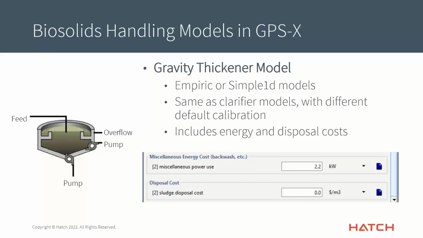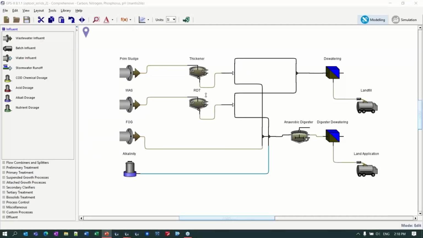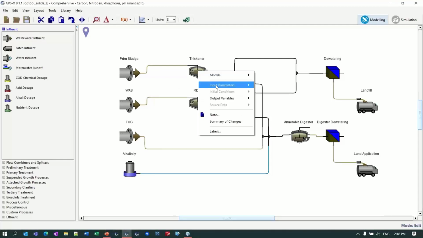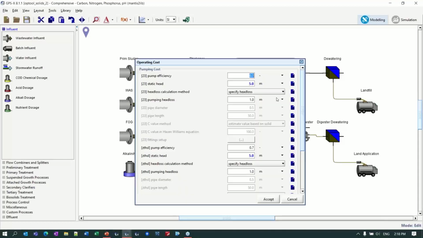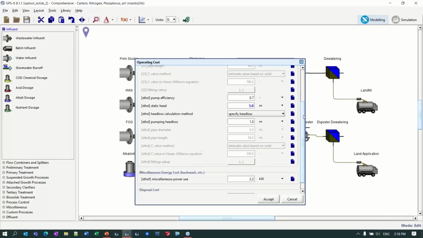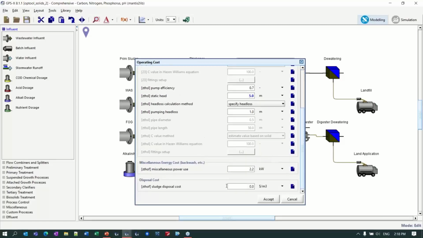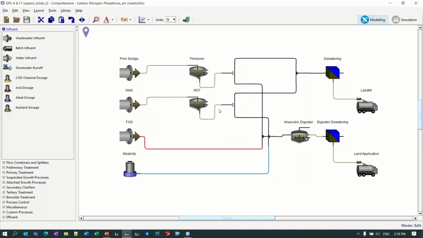So just very quickly, I'll show you what that looks like here. Here's a gravity thickener. And you can see that if I go here, input parameters, operating cost, there's a lot of detail here about the pumping. There's two different pump connection points on that. And then here's that stuff at the bottom. You can see we've got that there.